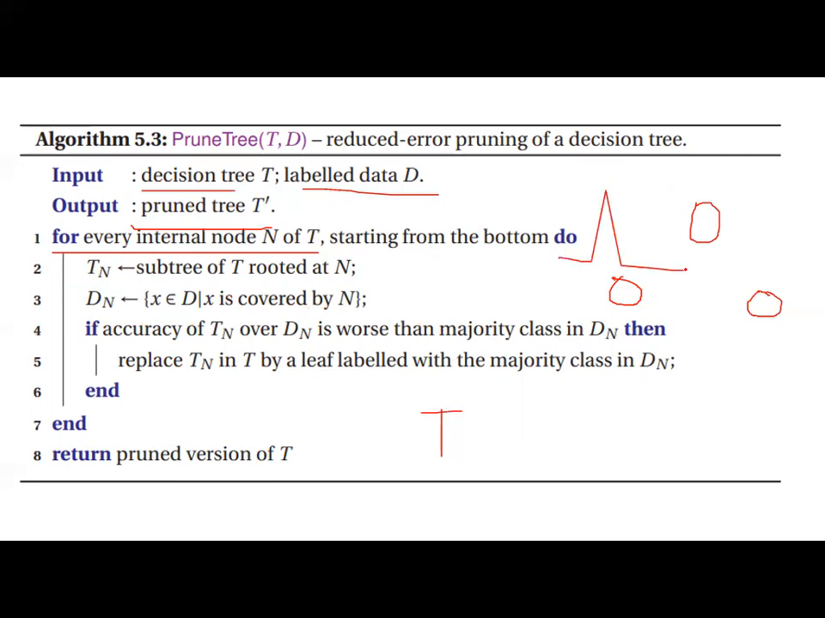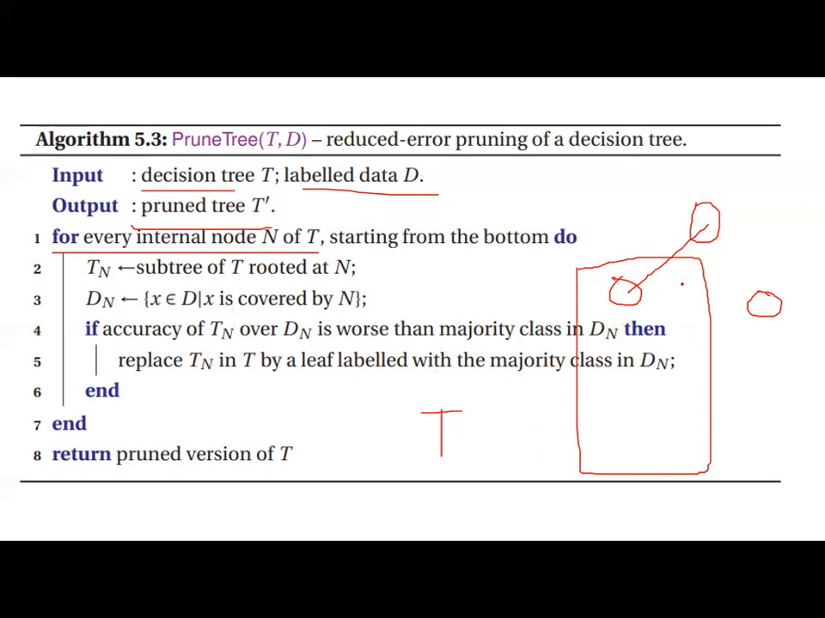This is Tn, my dear friends. This is a subtree. Tn is the subtree rooted at n. See, this is how it is, rooted at n. Dn is the labeled examples x belonging to D, where x is covered by this n.